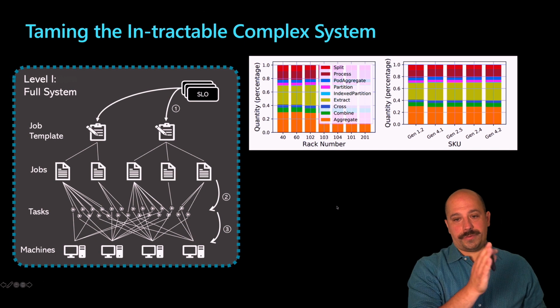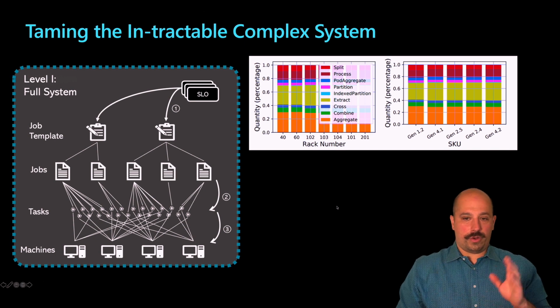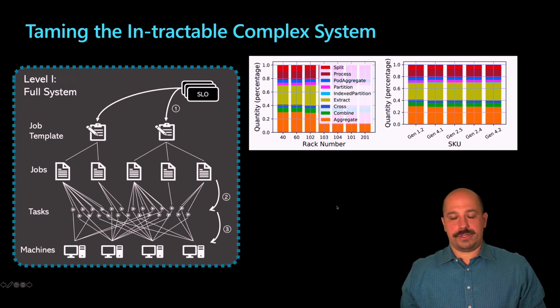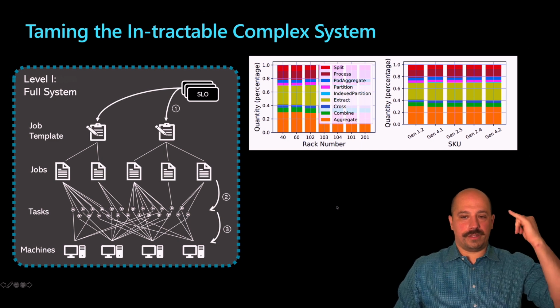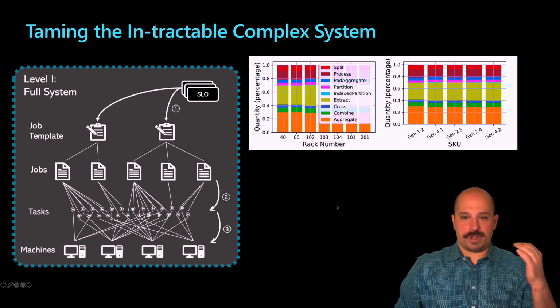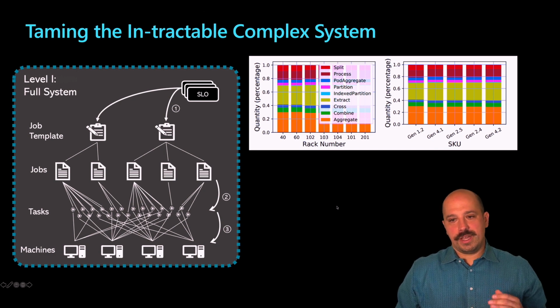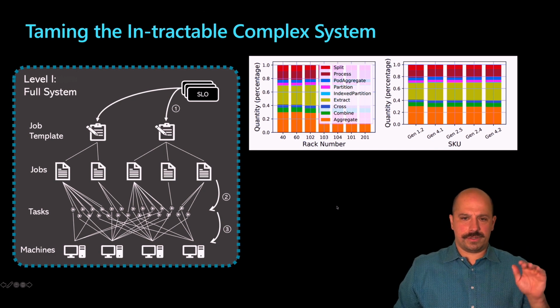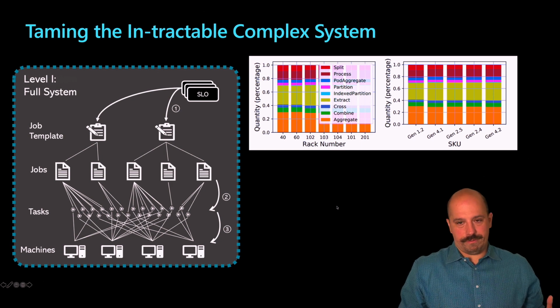So here we're showing different racks on the left side and different generations of machines on the right side. And the colors represent the different types of operators that are running on the machine, right? And as you can see, they're very even across the different racks or the different generations of machines, right? So it's true. We showed that the tasks are mapped to machines very randomly in a pretty uniform way. So now we don't even have to look at tasks individually.